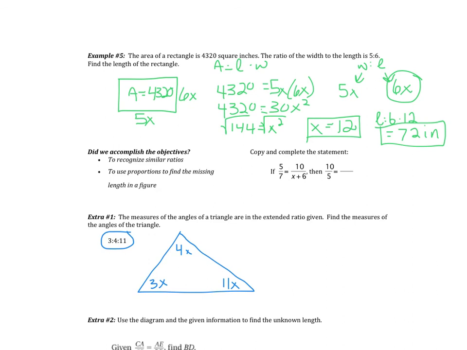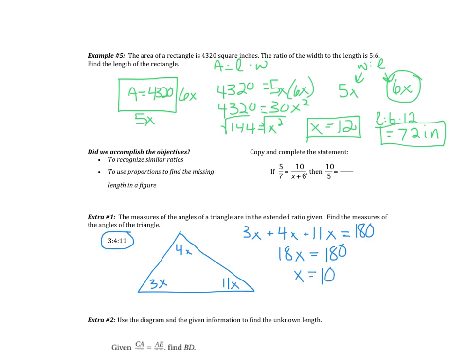So now what I'm going to do is add those 3 angles, 3x plus 4x plus 11x, and a triangle's angles always add up to 180. So I don't need to be given the perimeter. I don't need to be given the area. I know what it is. So 3 plus 4 plus 11 is 18x equals 180. So x is going to equal 10.